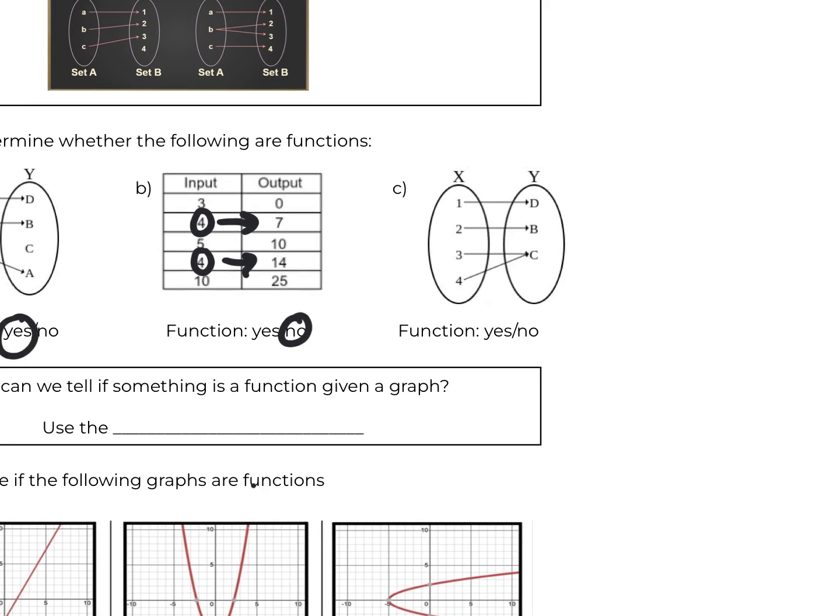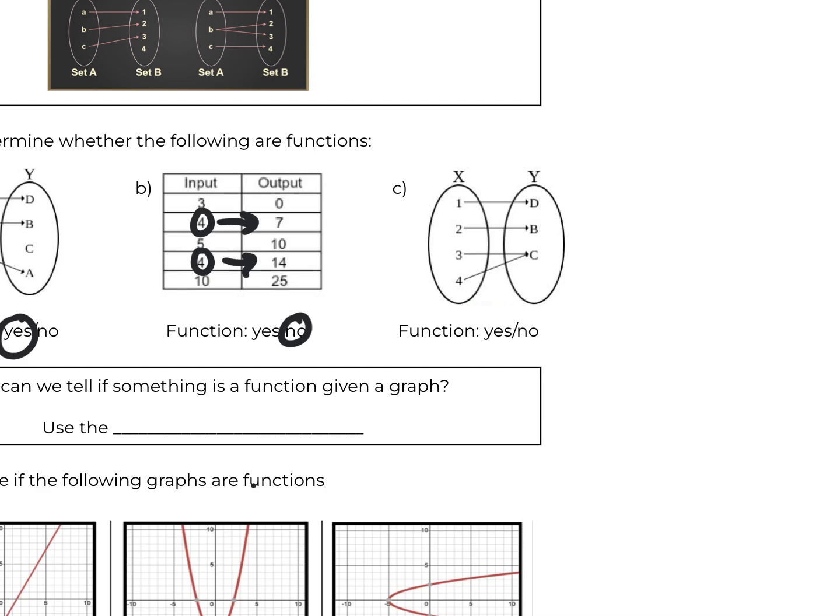Then let's look at example C here. We have a 1 mapping to a D, a 2 mapping to a B, a 3 mapping to a C, and a 4 also mapping to a C. Now, these are the ones that usually trip students up because you see 2 arrows and you think, oh, 2 arrows, so therefore it's not a function.